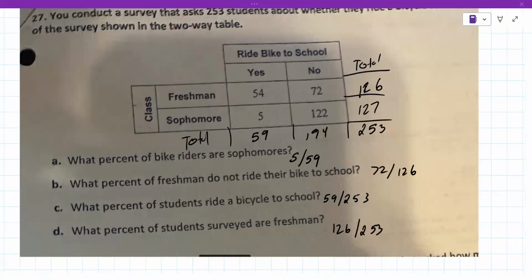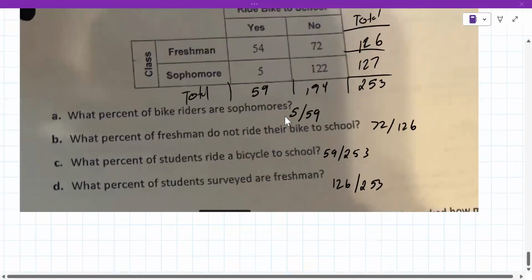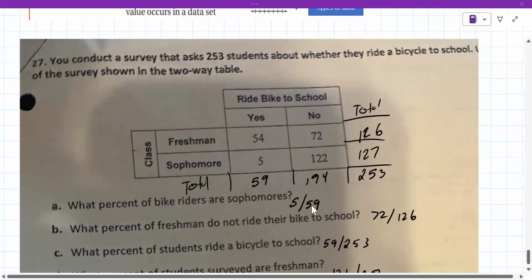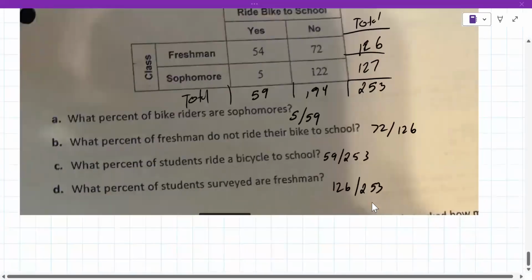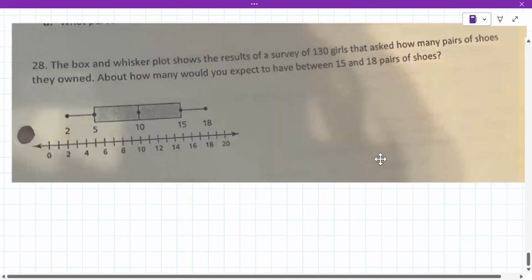All right, 28 looks like it's kind of a throw-in question here at the end. Oh, real quick, you should ask your teacher if you need to round to 2 decimal places, 3 decimal places, whatever. You just got to find out what they want. Okay.